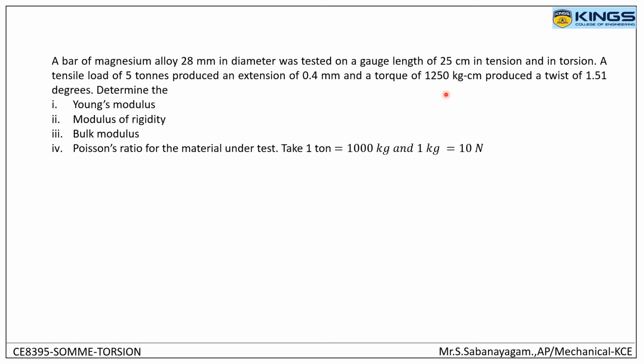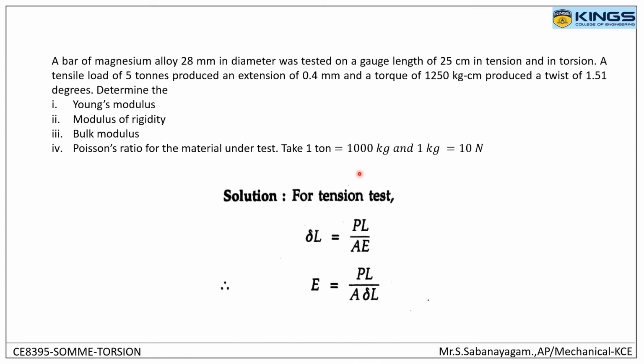And torque is equal to 1250 kilogram centimeter, so it also should be converted, in terms of torque, to Newton meter. And a twist of 1.5 degrees. In the problem it is given in degrees, and while solving the problem you have to convert it to radians, hence this value will be multiplied by pi by 180. So what are the things we have to find out? That is Young's modulus, E; modulus of rigidity, G or C; bulk modulus, K; and Poisson ratio, mu or nu. It can be denoted by both the symbols, right?